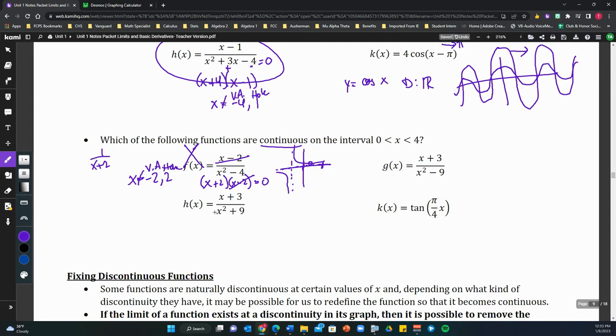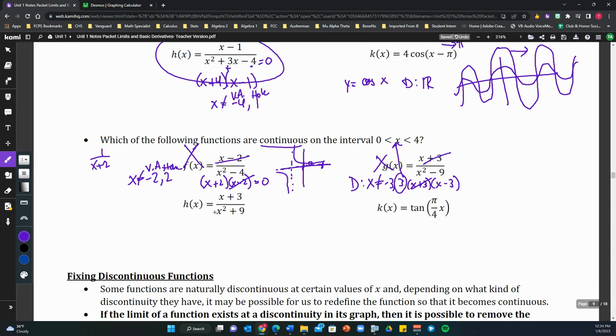All right, let's check g of x. Same idea. This guy would factor to be x plus 3, x minus 3. Domain here would be x cannot equal -3 or +3. So again, that +3 value exists within this interval. In this case, that would be the vertical asymptote that's left behind after the x plus 3's get canceled. So this is not the function that we're looking for.